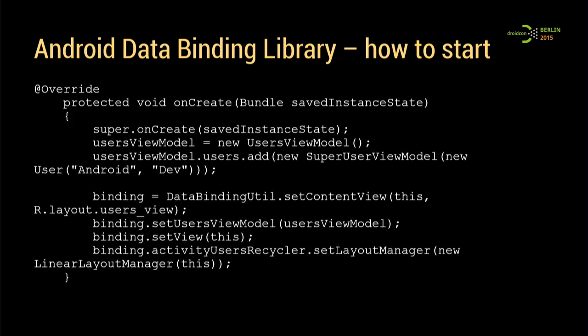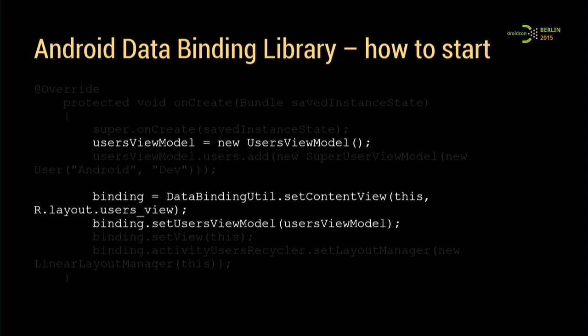And I have sample add user method in order to add some new user. Okay. And what about our activity? The most important parts are here. So first, we need to create our view model. Then we need to bind this view model to our view. So we are using data binding util set content view method, which is from data binding library. And then we should, of course, set our view model to the view.